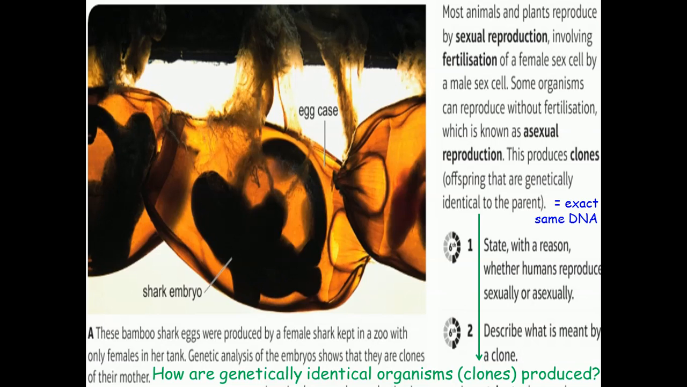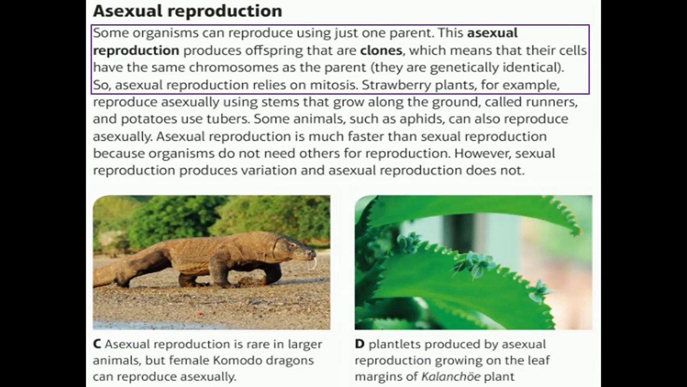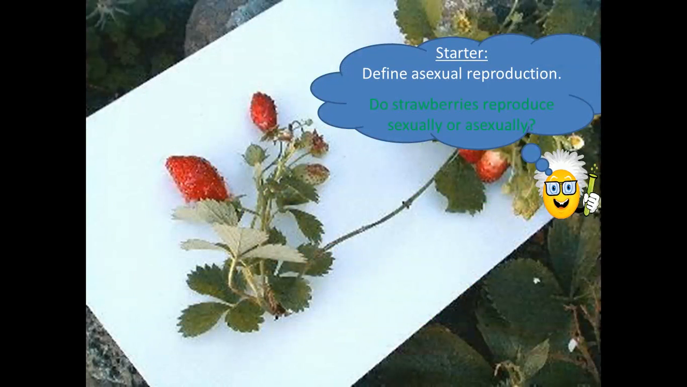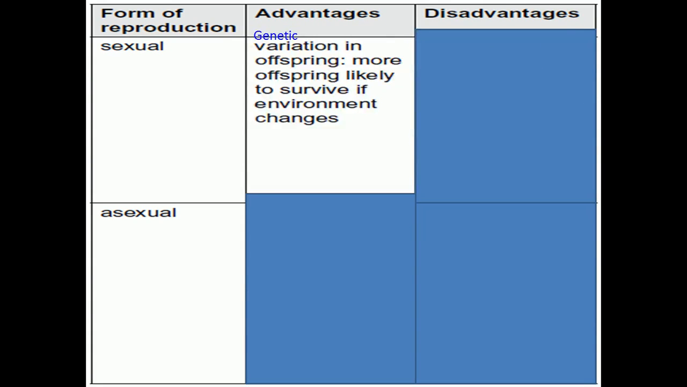To produce organisms that are genetically identical relies on mitosis, as covered in SB2. The advantage of sexual reproduction is that there is genetic variation in the offspring. This means that more offspring are likely to survive if the environment changes because some of those genetic variants are better adapted to survive in the new changed environment.